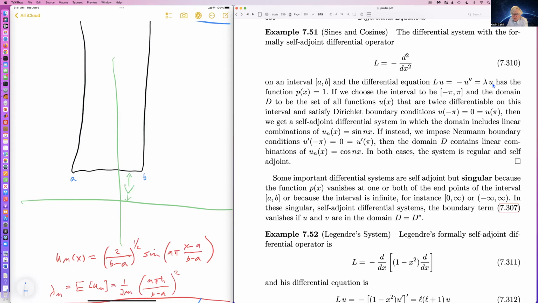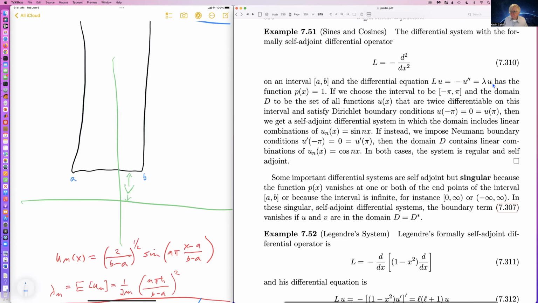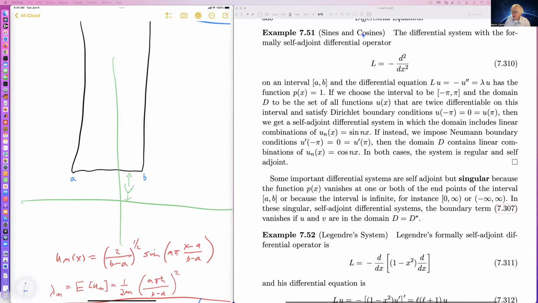So this is a simple example of a self-adjoint differential system. This is a formally self-adjoint differential operator because, you know, how could it not be? We're thinking of an interval a to b, a and b finite. The differential equation is Lu, which is minus u double prime, equals lambda u.